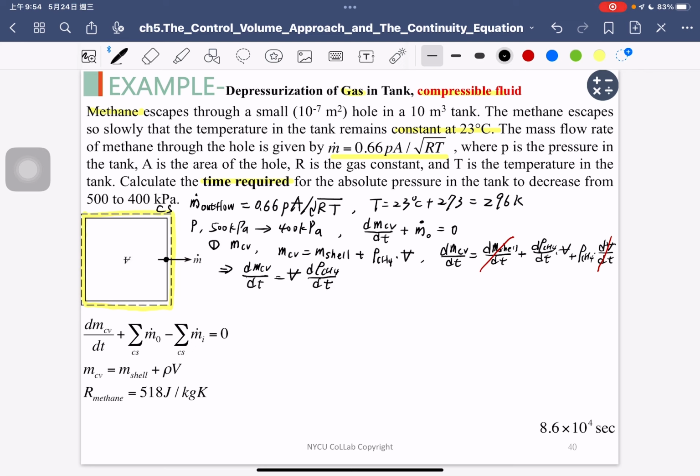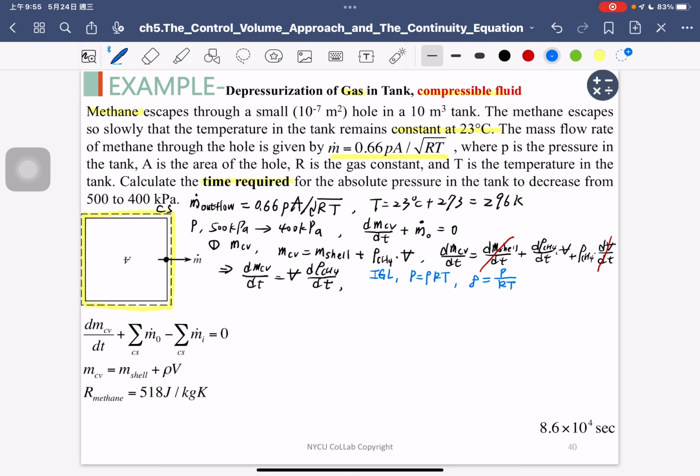So the key knowledge here is how density changes with time. How can we represent the density change with time? We know the ideal gas law, right? So we actually know that P equals rho R T. So the density can be rewritten as equal to the pressure divided by RT.